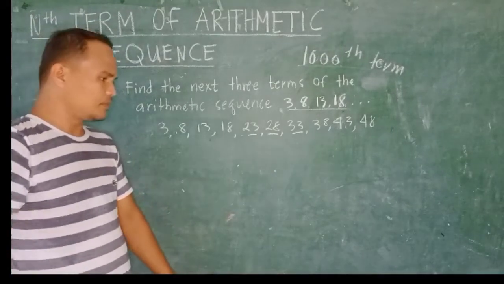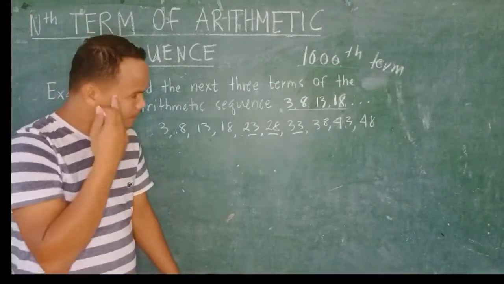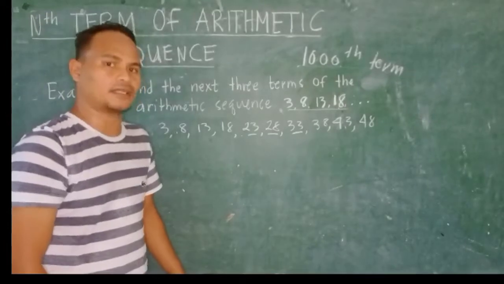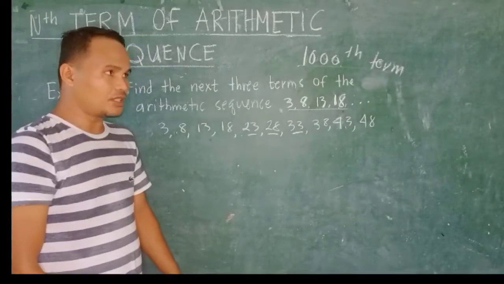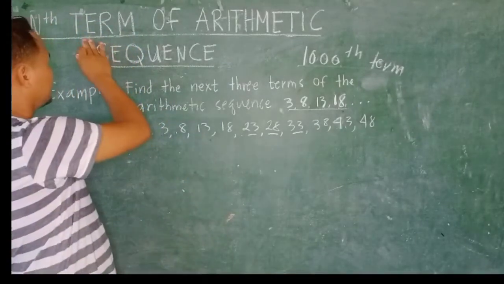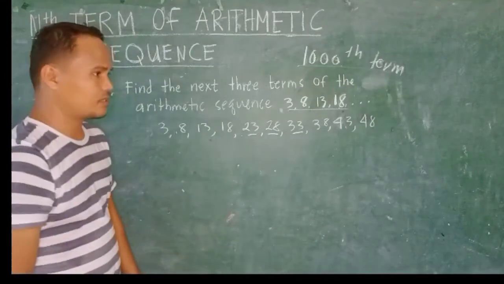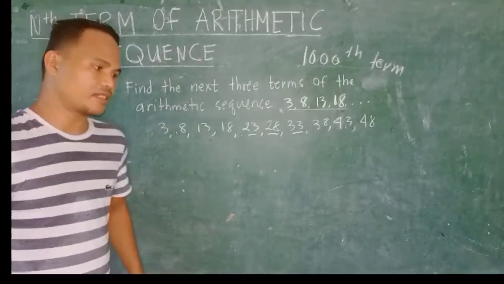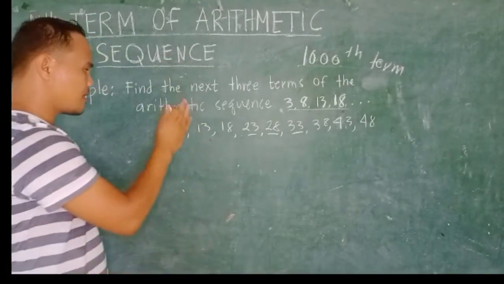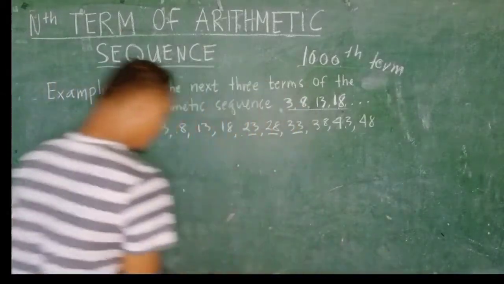So, mathematicians planned to have a shortcut process. That shortcut process is the nth term of an arithmetic sequence. What is the nth term of an arithmetic sequence? Let us consider this example.